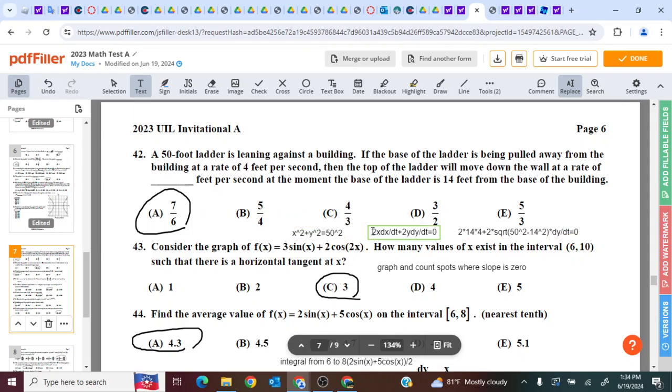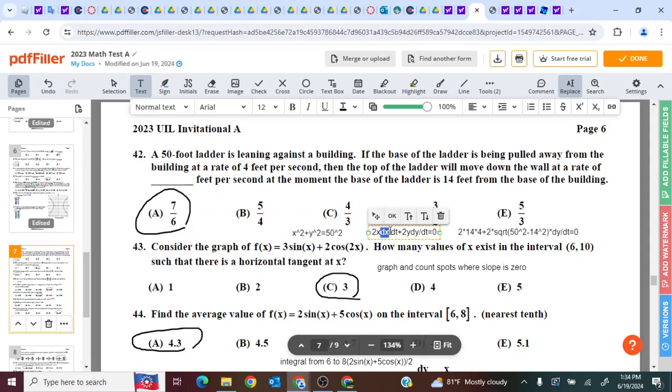So you take the derivative of that with respect to t. So the derivative of x squared times dx over dt, and the derivative of y squared times dy over dt. Then you have all the values except dy/dt, because 2 times your x, you're given that x is 14 right now, times your speed that's moving, so 4 feet per second. And then your y value has to counteract that. The derivative of 50 squared is just going to be 0. So these two have to be opposite of each other.